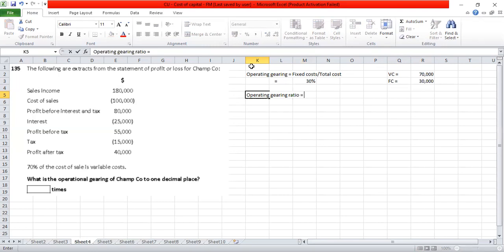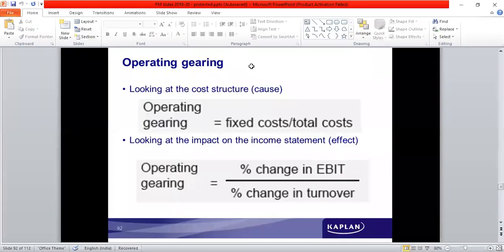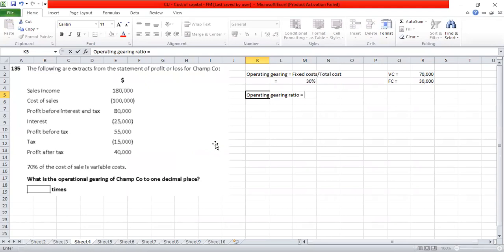I'll put you through the PPT. There is another ratio also which is given below. It says percentage change in EBIT by percentage change in turnover. So this one talks about if there is a change in turnover or sales, what impact it will have on EBIT. But in this present question, we do not have any changes mentioned. This is only a static situation for one particular period.